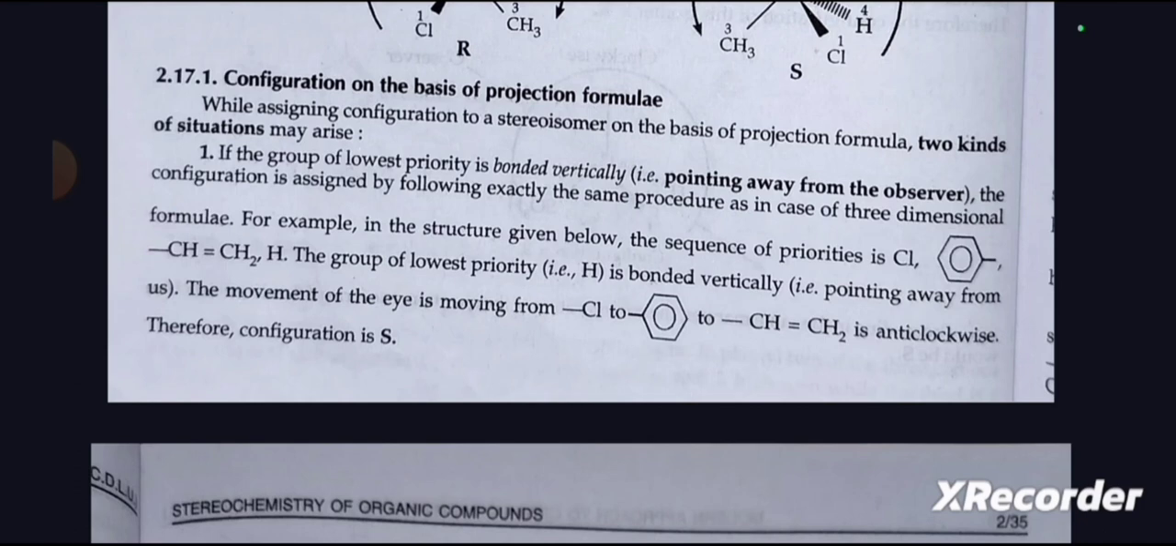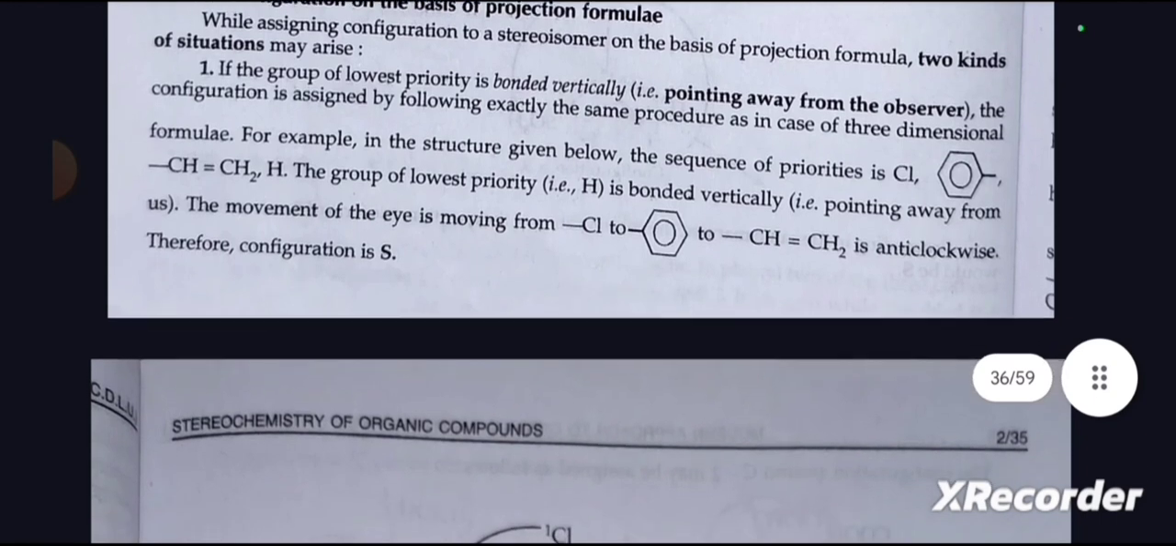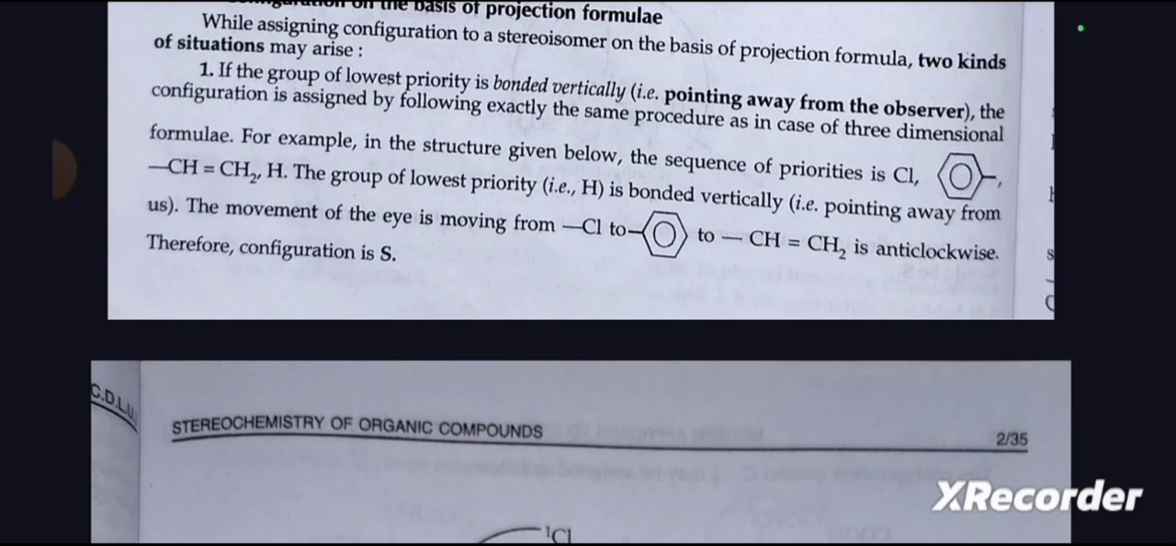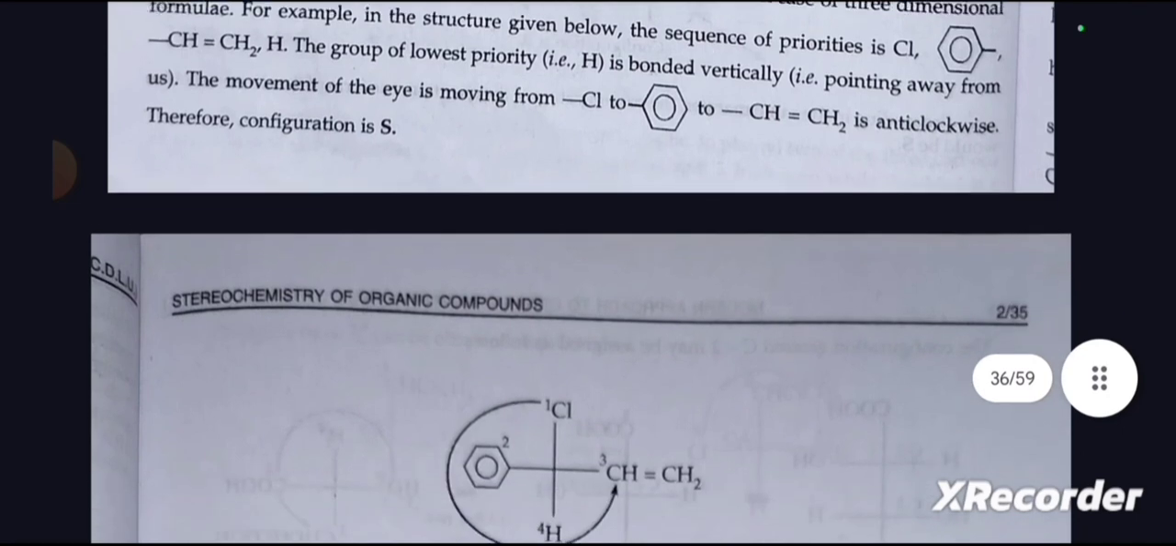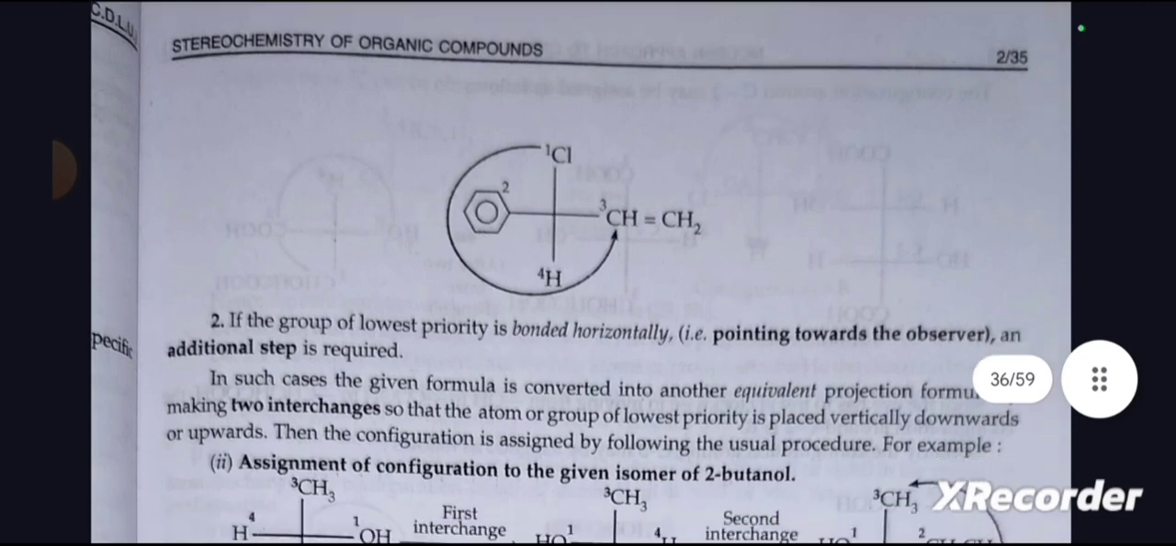While assigning configuration to a stereoisomer on the basis of a projection formula, two kinds of situation may arise. First, if the group of lowest priority is bonded vertically, that is pointing away from the observer, the configuration is assigned by following exactly the same procedure as in case of a three-dimensional formula. For example, in the structure given below, the sequence of priorities is Cl, then phenyl, CH=CH2, then H. The group of lowest priority, that is H, is bonded vertically, that is pointing away from us. The movement of the eye is moving from Cl to phenyl to CH=CH2 in anti-clockwise. Therefore, configuration is S.